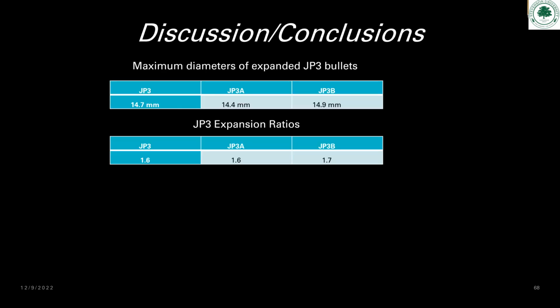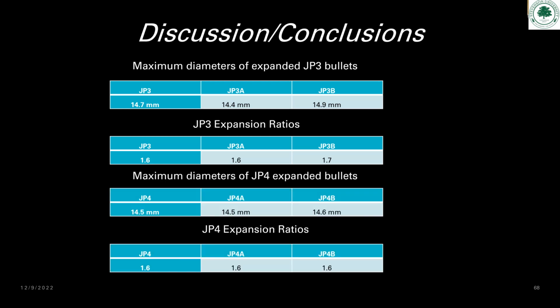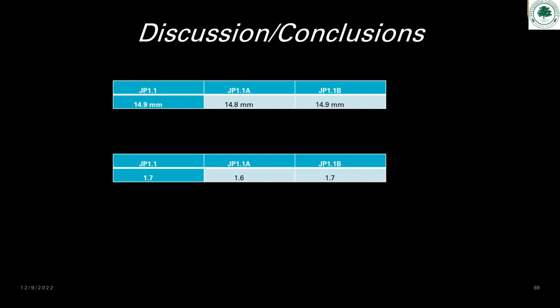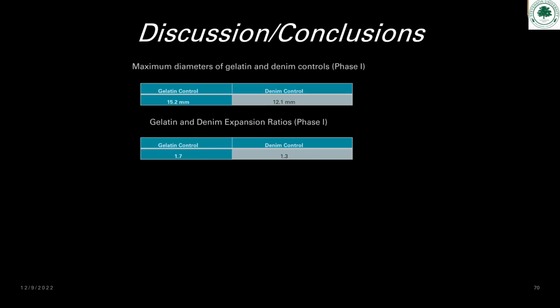So here's what these look like. The JP3 series, those expanded. So we have expansion ratios of 1.6 and 1.7 for both of those. The JP4 series, the same thing, 1.6 across the board for those. They're all very, very close in size. The JP 1.1, same thing. We have 1.7s and 1.6s, right? Those are my expansion ratios for them.